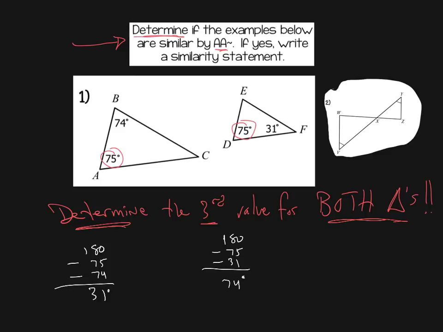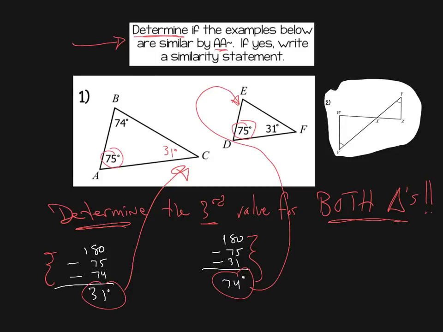After a little bit of legwork down here, I subtracted my 74 and 75-degree angles to get the third angle right here is 31 degrees. And then right here, I've determined that the third angle on the second triangle is 74 degrees. So the question is, do I have two angles that are congruent? Yes. Angle B is congruent to angle E, and angle A is congruent to angle D. So are these two triangles similar by angle-angle? Yes.